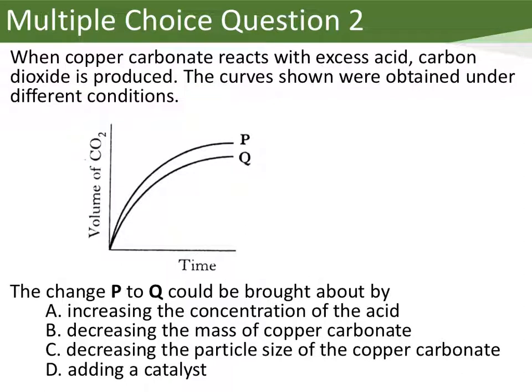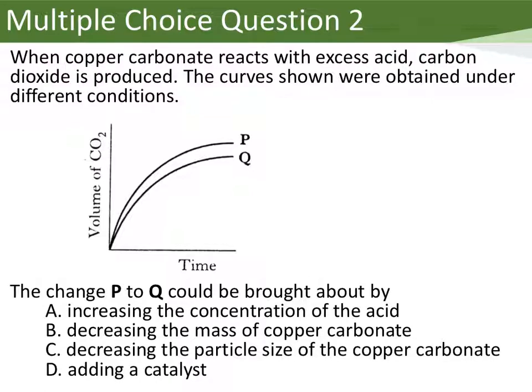Here's another question for you. Copper carbonate reacts with excess acid. Carbon dioxide gas is produced. The curves shown were obtained under different conditions, curve P and curve Q. The change P to Q could be brought about by which of the following? Pause the video, come back for a discussion.